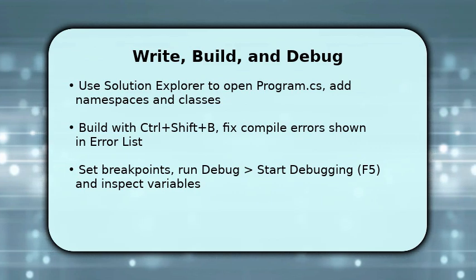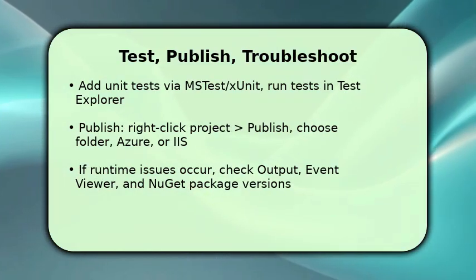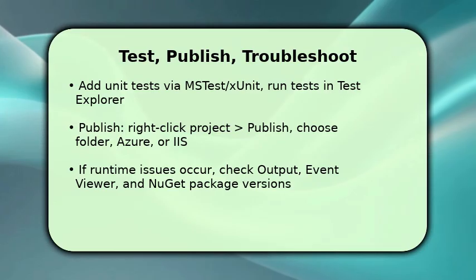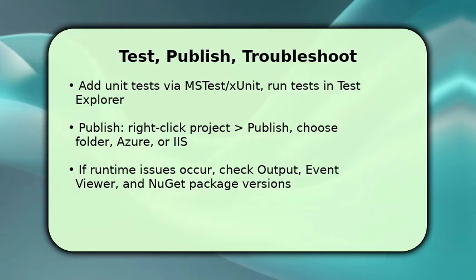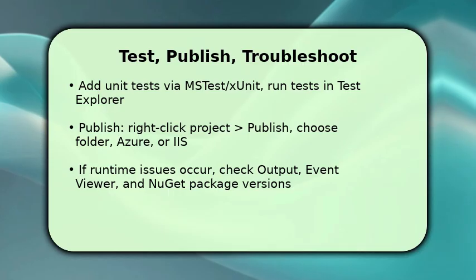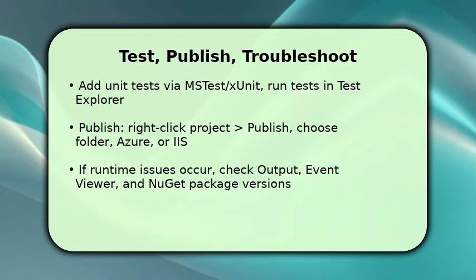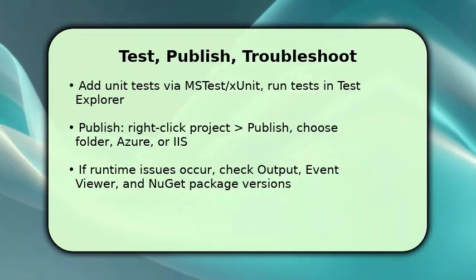You finish by adding tests and publishing your app. Add MSTest or xUnit tests and run them in Test Explorer. This prevents regressions. When ready to deploy, right-click the project, choose Publish, and select a target such as Folder, Azure, or IIS. Follow the wizard to package and configure.